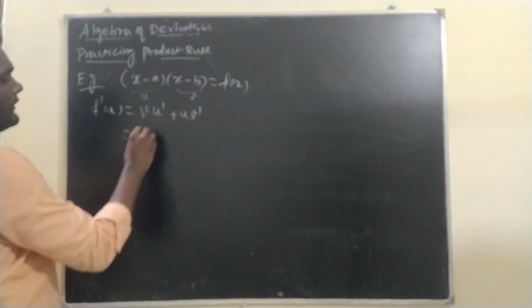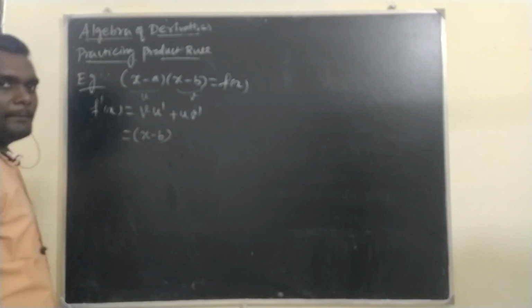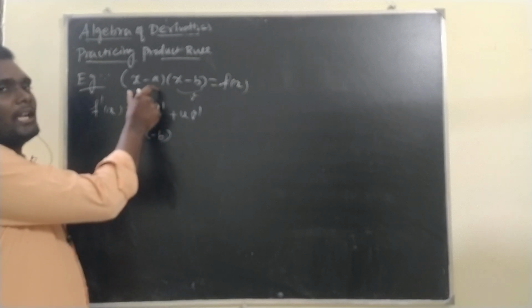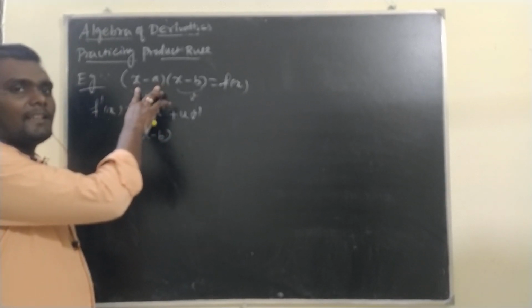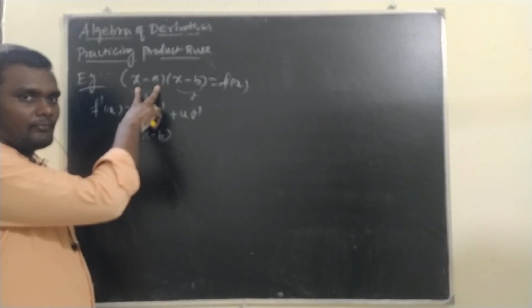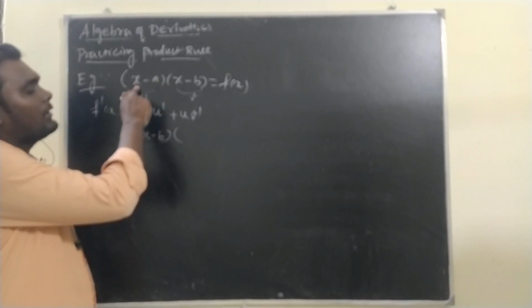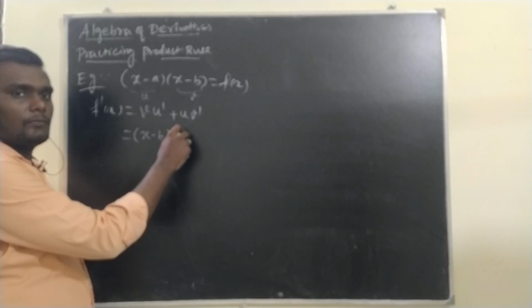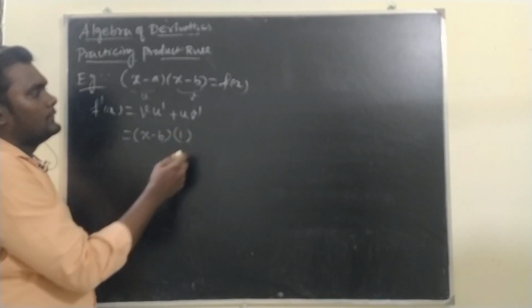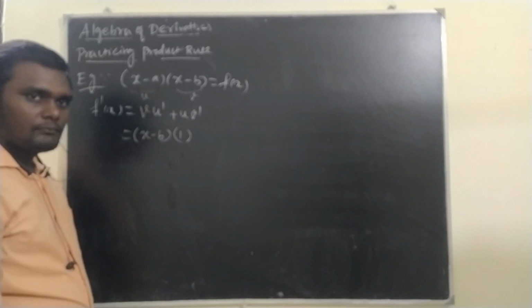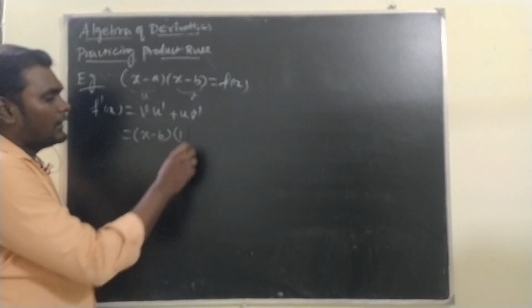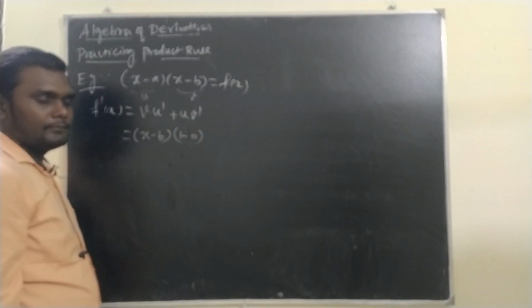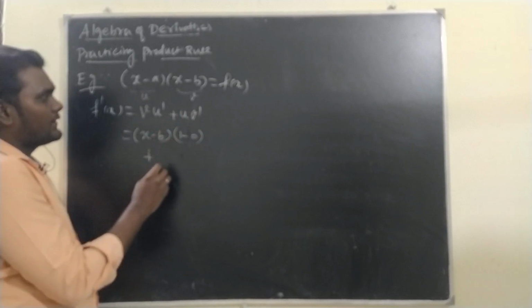So, now v u dash, v is x minus b, u dash. This we have to derive. Okay. So, this we are deriving means this has two terms. What is the derivative of this x? 1. Derivative of this a? Yes, 0, constant. Okay. Plus u v dash.